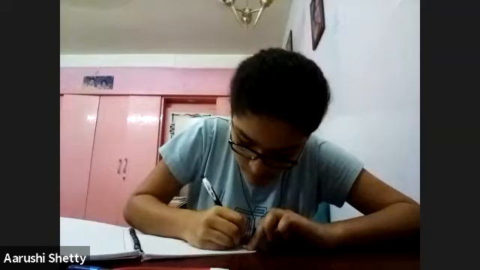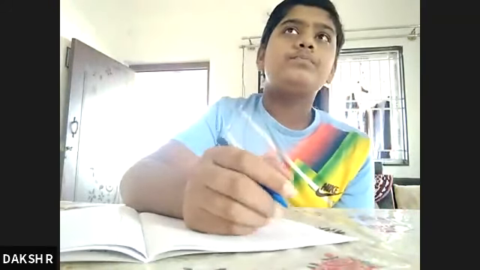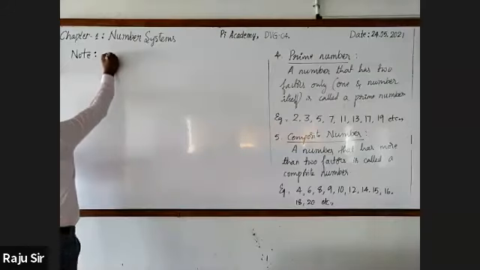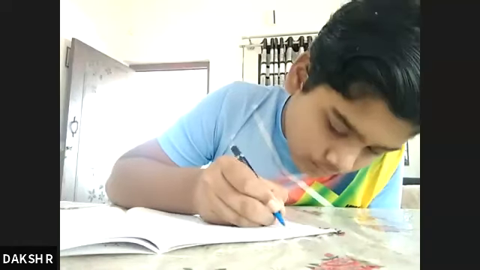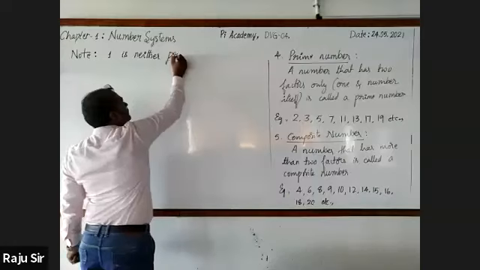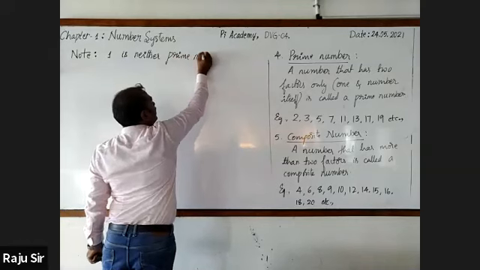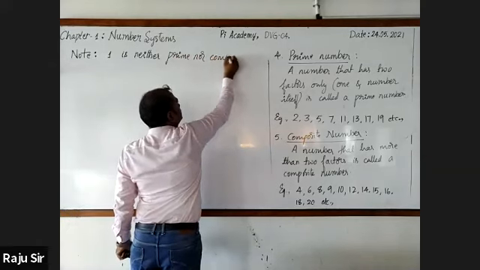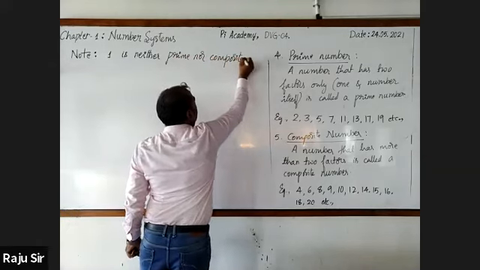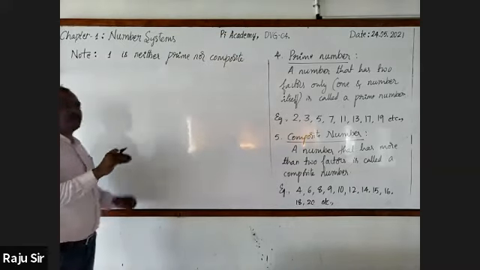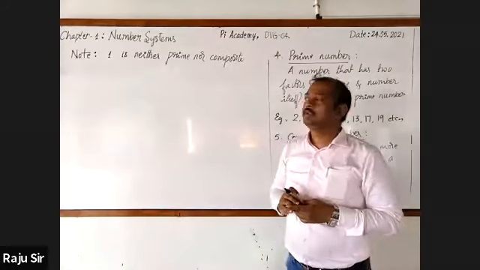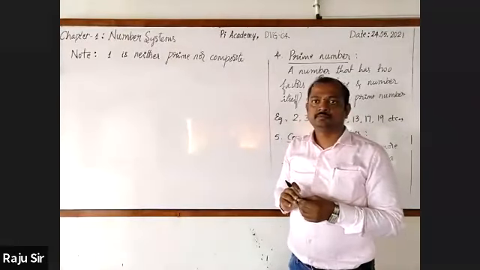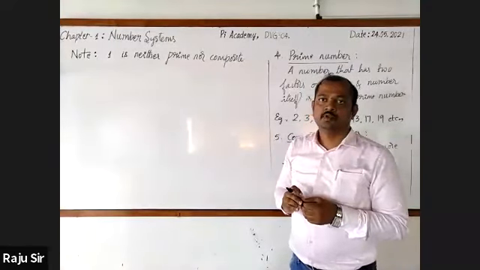Note: 1 is neither prime nor composite. It is not a prime number, and it is also not a composite number. Hope that you have written.